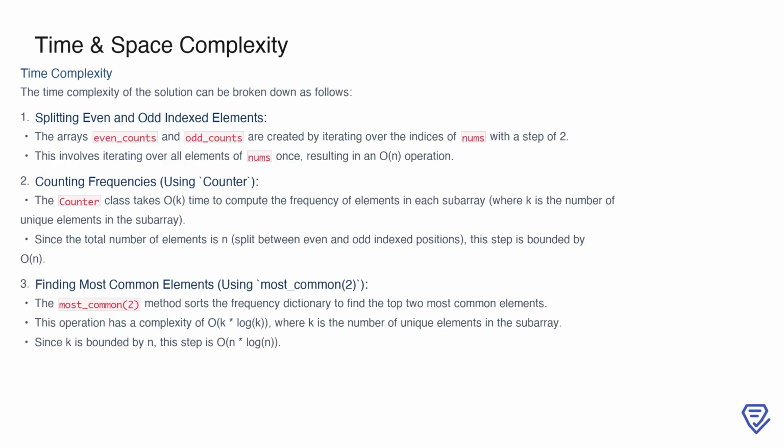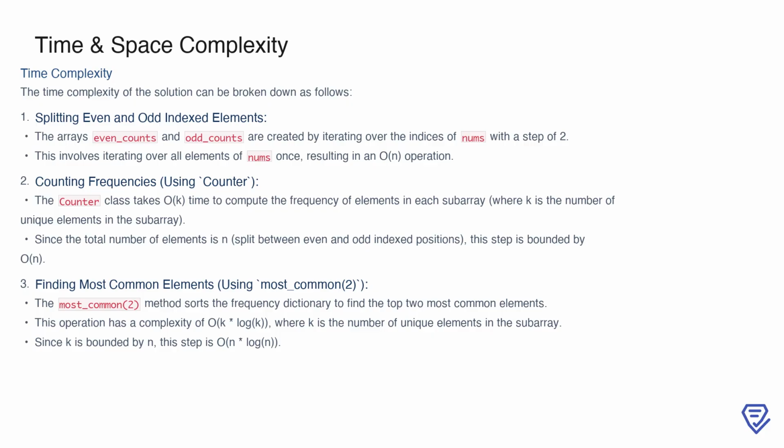To analyze the time complexity of our solution, we start by breaking down the major operations involved. First, we split the elements of the array into two separate groups, those at even indices and those at odd indices. This is done by iterating through the array with a step of 2, which requires a single pass over all elements, resulting in a time complexity of O(n). Next, we calculate the frequency of elements in these two subarrays using the Counter class. This operation is dependent on the number of unique elements in the subarray, denoted as k, and since the total size of the array is n, the counting step is bounded by O(n).